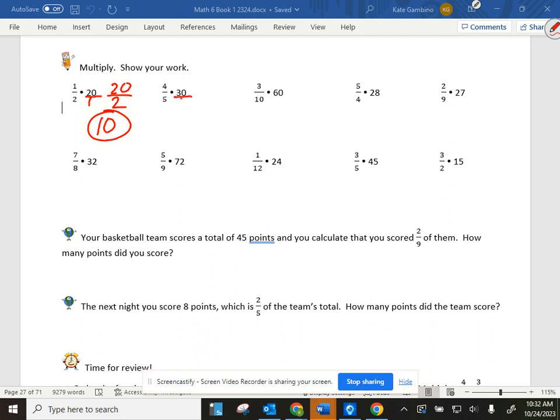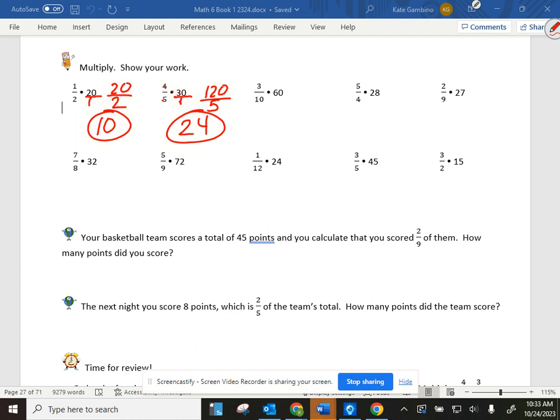So we put 30 over 1. I would do 4 times 30 is 120. 5 times 1 is 5. And then I need to divide that. 120 divided by 5 is 24.